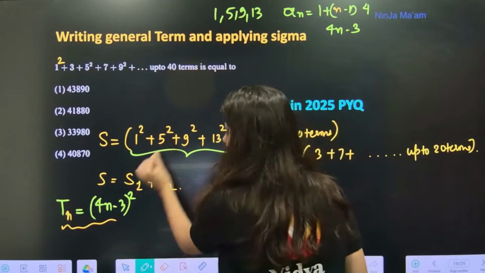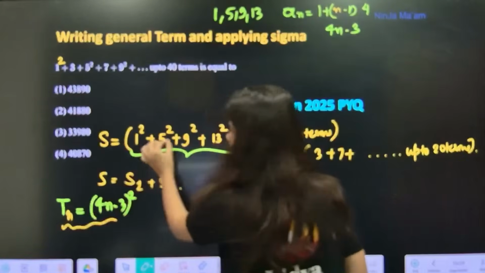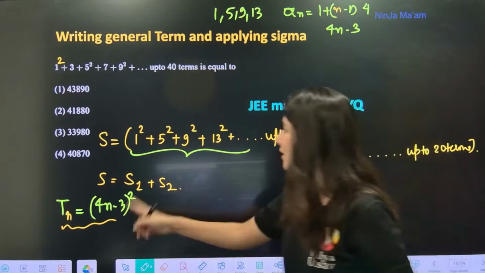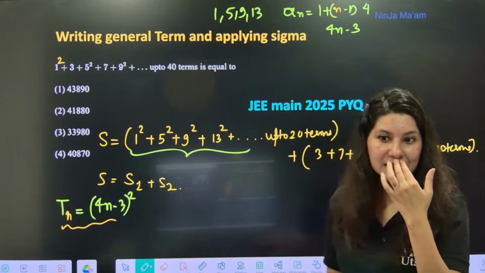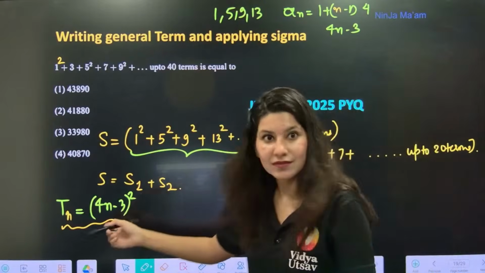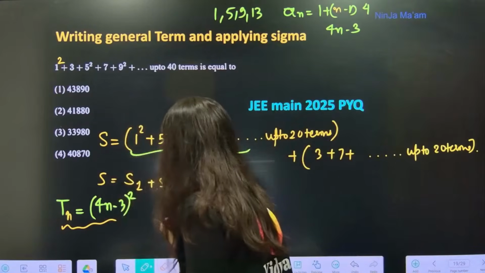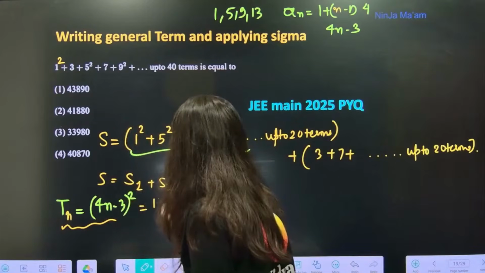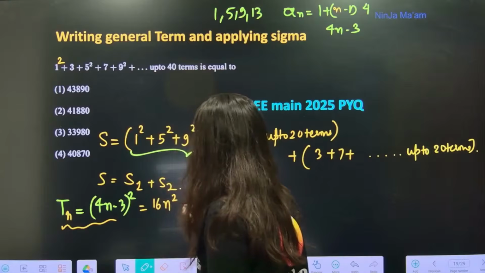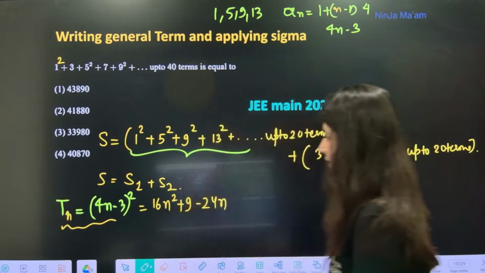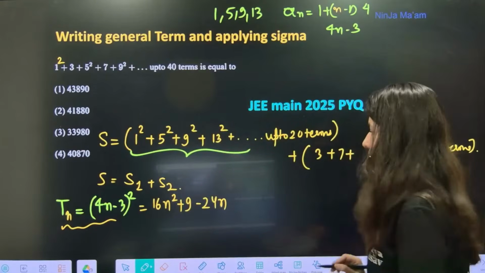Put n equals 2: 4 twos are 8, minus 3, that's 5 squared. n equals 3: 9 squared. n equals 4: 13 squared, right? So basically this is your Tn. Now solve it: 16n squared plus 9 minus 24n. This is your Tn, correct? Okay, so Tn is sorted.